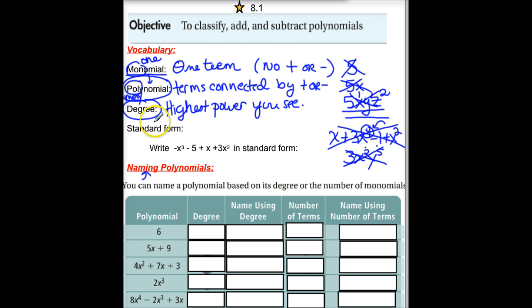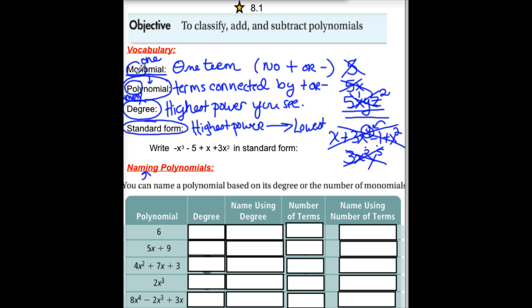When we say to write a polynomial in standard form, what that means is we start with the highest power and we list it all the way down in decreasing order to the lowest power. Now you've got to keep in mind sometimes that lowest power is oftentimes just a single number, and that's called a constant. We'll get to that in just a second.